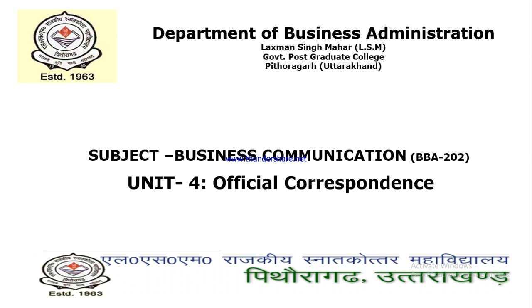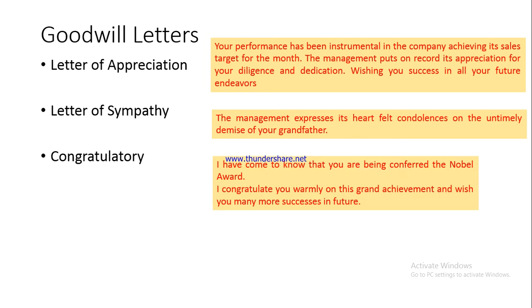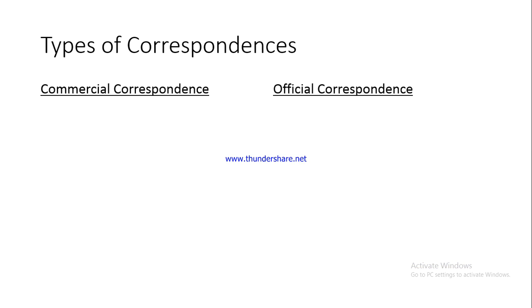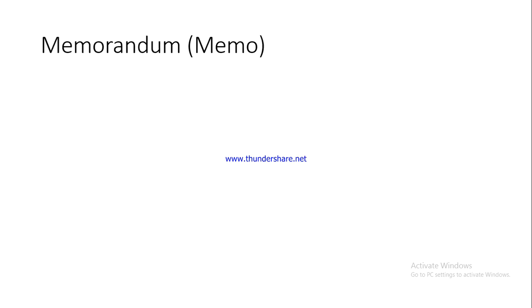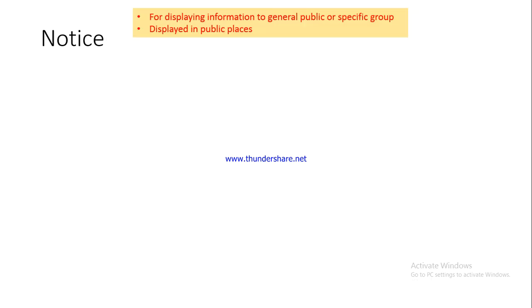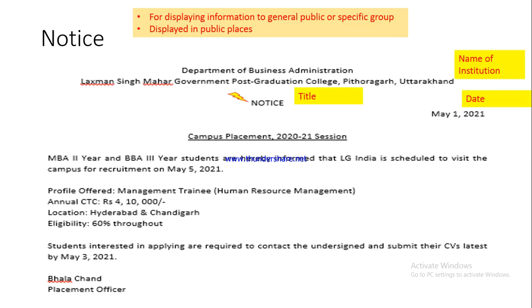In Unit 4, we were talking about official correspondence. We started with some letters and then we moved on to the difference between commercial and official correspondences. We talked about memorandum, which is also known as memo in short. We also talked about notices and how to draft such notices.